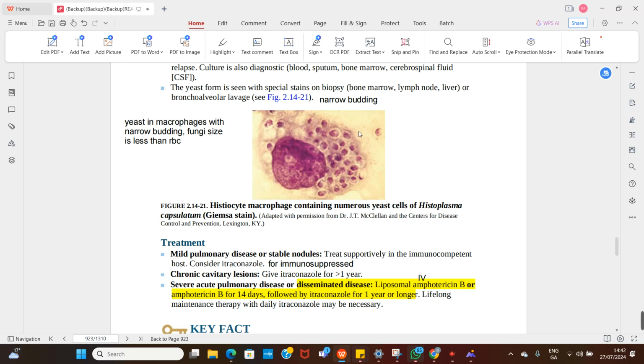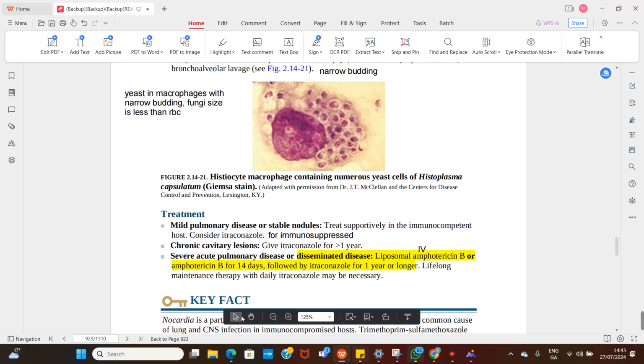But if you are seeing chronic cavitary lesions, there's a high chance of reactivation. There's a chance of hemorrhage. So you want to keep that infection in check, so you have to give them itraconazole for at least 1 year. For the other ones, the only one that changes is the chronic presentation, right? But the acute and disseminated will always remain the same. Once it is acute and disseminated, give your liposomal amphotericin B and continue with your itraconazole, right?